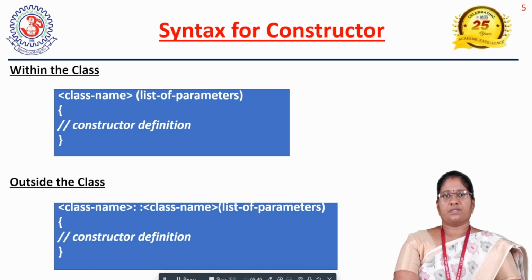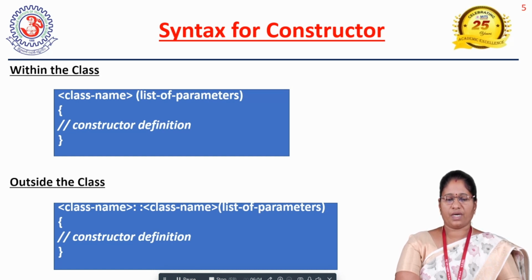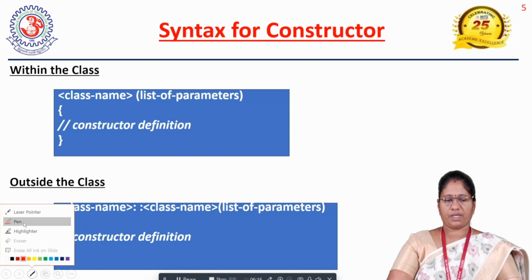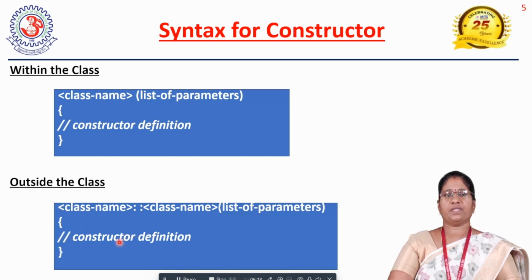Another method is to declare the member function in the class and define it outside of the class. This is called the out-of-class declaration. While using it, we give the name of the class, the scope resolution operator, and the list of parameters if there are any. Within the body we give the constructor definition.